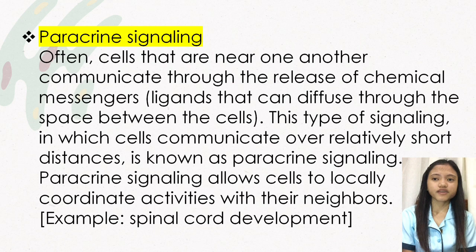Often cells that are near one another communicate through the release of chemical messengers, ligands that can diffuse through the space between the cells. This type of signaling, in which cells communicate over relatively short distances, is known as paracrine signaling. Paracrine signaling allows cells to locally coordinate activities with their neighbors. One specific example for this category of chemical signaling would be spinal cord development.